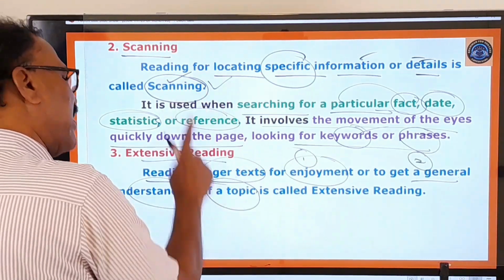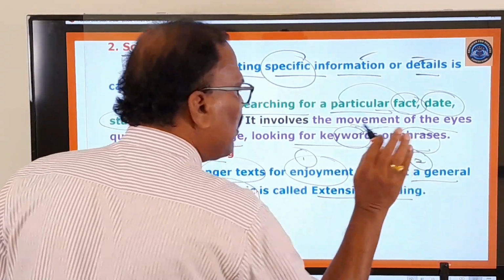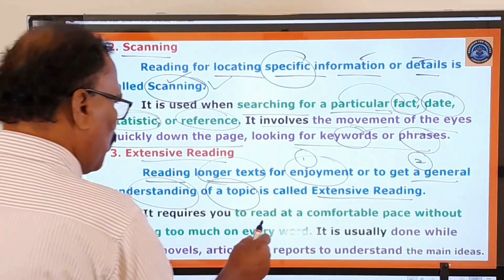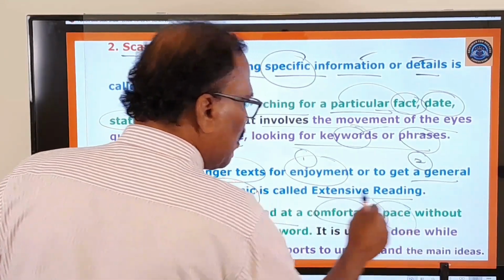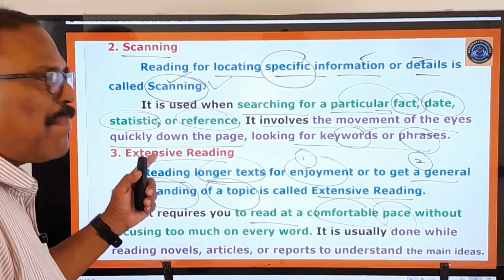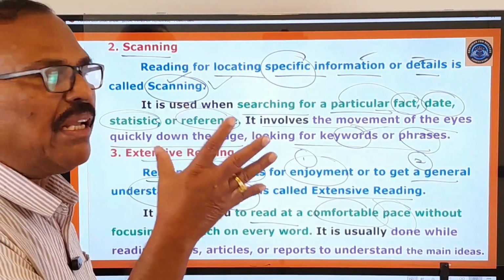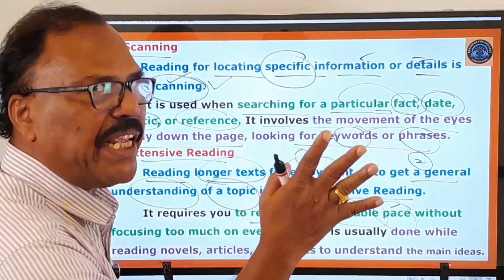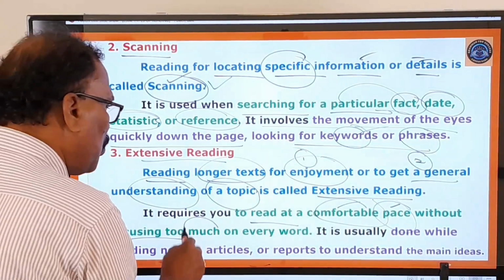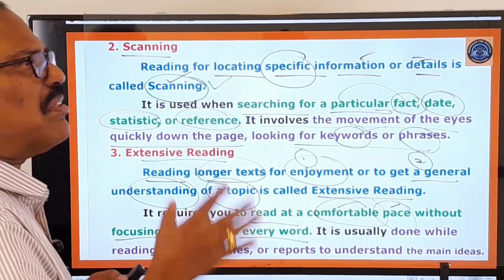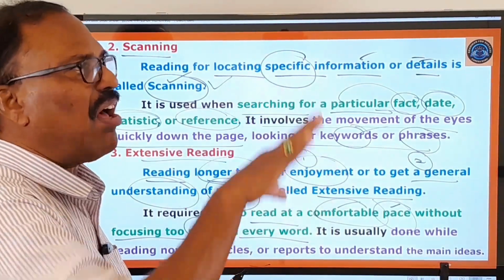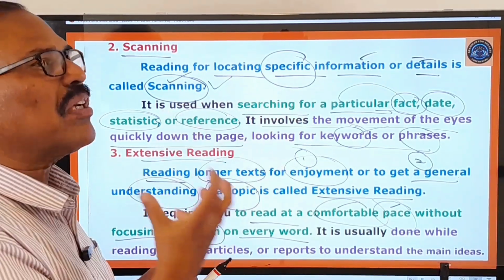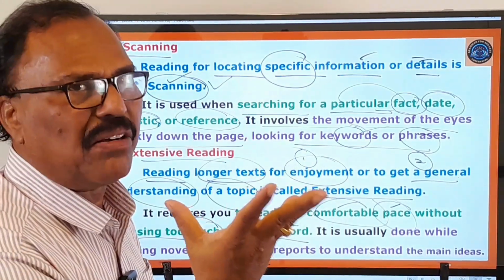So that kind of reading is called extensive reading. That is simple. What happens in this reading means it requires you to read at a comfortable pace. In this type of reading, how do you read? You read at a comfortable pace. Pace means tempo or speed, without focusing too much on every word. So without focusing on each and every word of the given text, you just read it at your own convenient, comfortable speed.